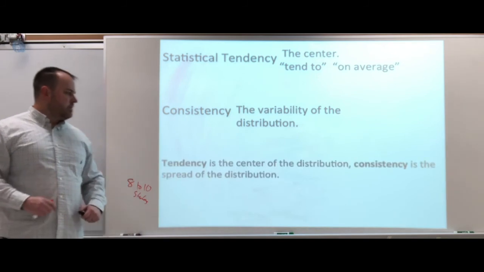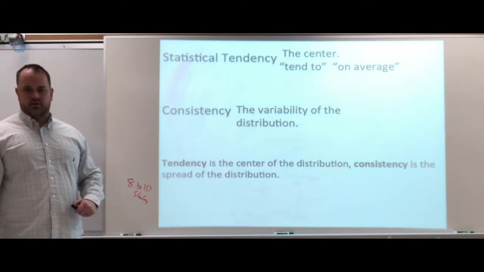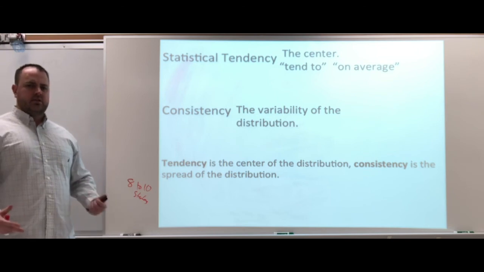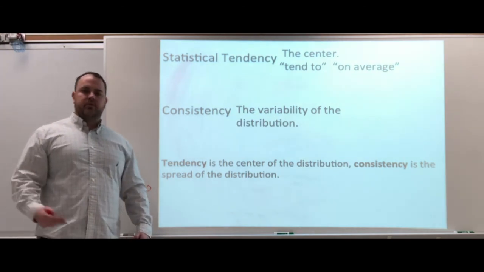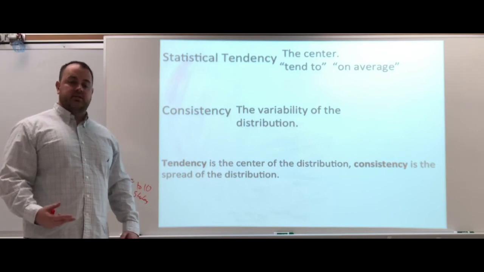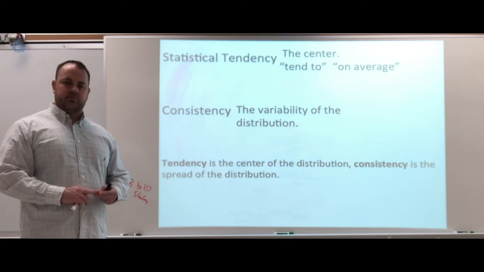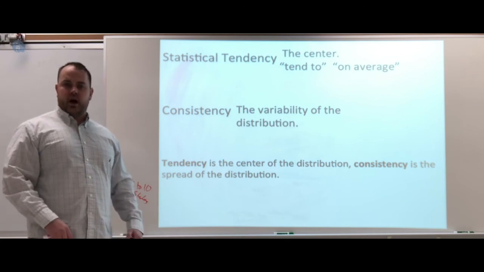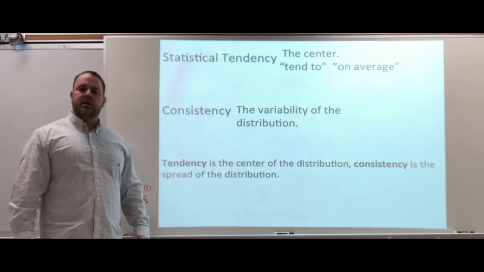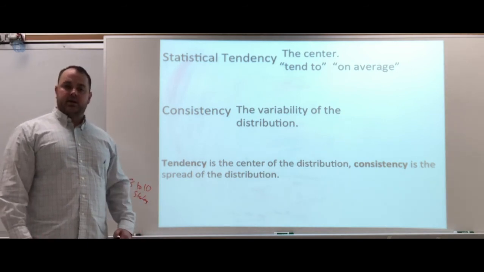So tendency is the center of the distribution. Consistency is the spread of the distribution. These are terms we're going to use more and more frequently when we start looking at histograms. We're going to have to describe what's in the histogram. We'll talk about the shape more and get more detail about the spread and the center. For right now, this is just an intro of how I'd like you to look at dot plots. So that would be the end of section 1.2.